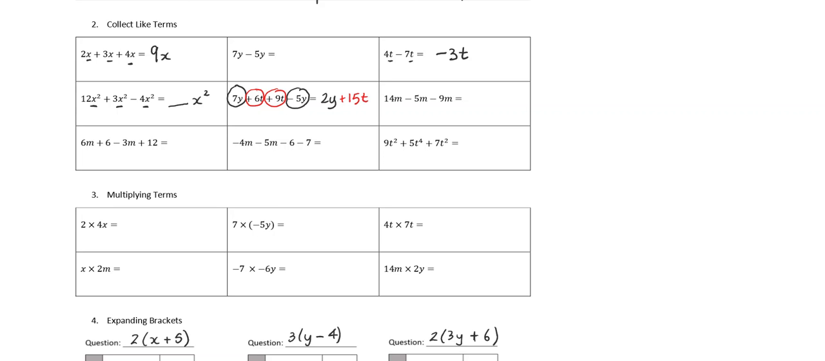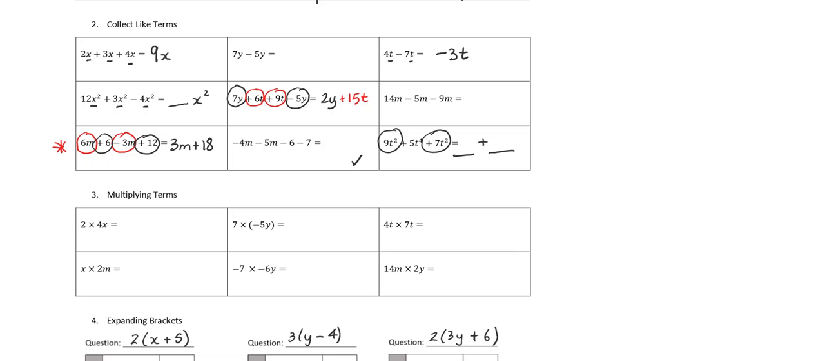Don't get caught out in this question here. Okay, we've got our 6m minus 3m. There are like terms. And then we've just got 6 plus 12. So there should be 2 parts to your answer. There should be 3m plus 18. And a similar thing happens in this question here. Can you see the like terms in the last one? It's just this one and this one. Okay, so there'll be 2 parts to this answer here. I'll have a plus in between them.